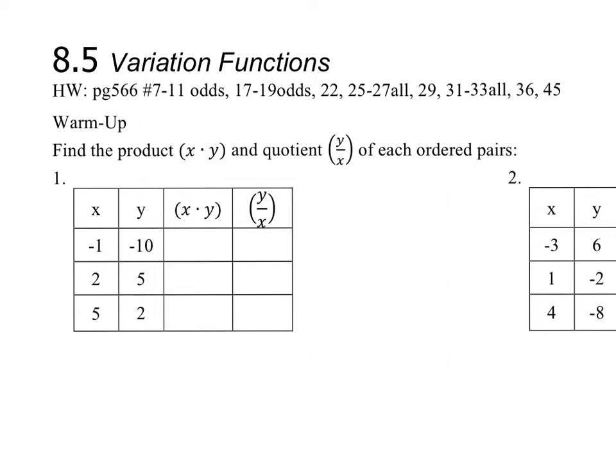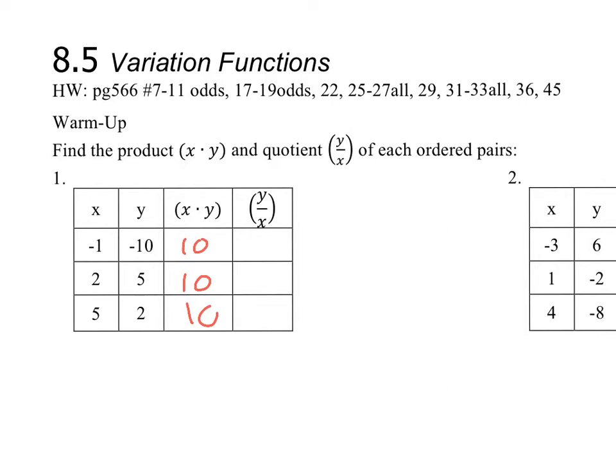In 8.5, we're learning about two types of variation functions. So in number 1, we are asked to find x times y and y divided by x for three different ordered pairs. For -1, -10, x times y would equal 10. For 2, 5, x times y also equals 10. And for 5, 2, x times y equals 10 again.